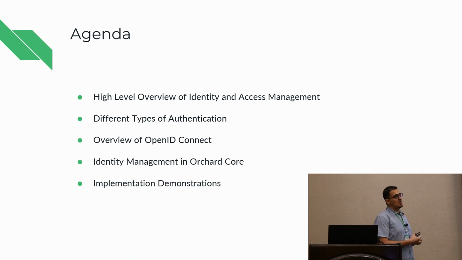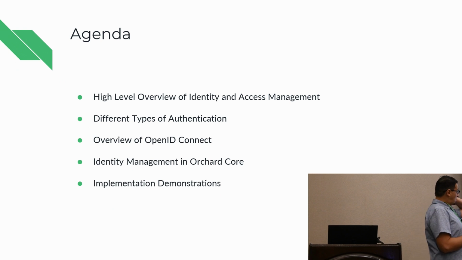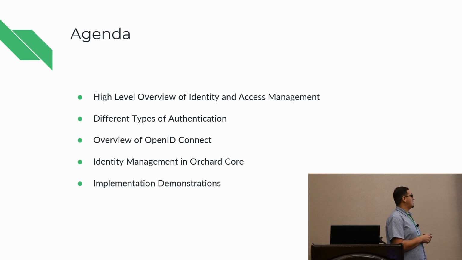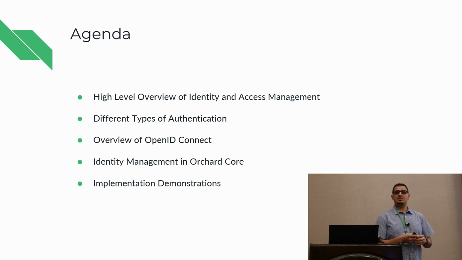So the agenda: we're going to go over a high-level overview of identity and access management in general. We're going to cover the different types of authentication, also a quick overview of OpenID Connect, and also identity management in Orchard. And then hopefully we'll have time to go through some demonstrations of all of this in Orchard. This isn't going to be in detail, because a lot of these topics, like OpenID, need a couple of hours by themselves. So it would be just a quick overview of the things that can be done today in Orchard and how we can get those done.